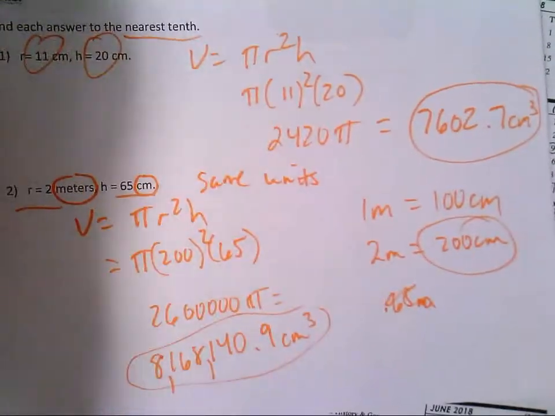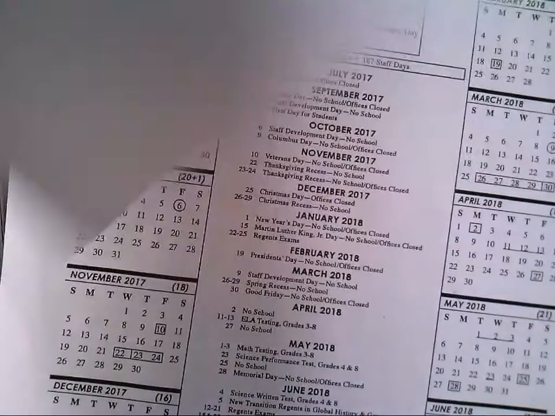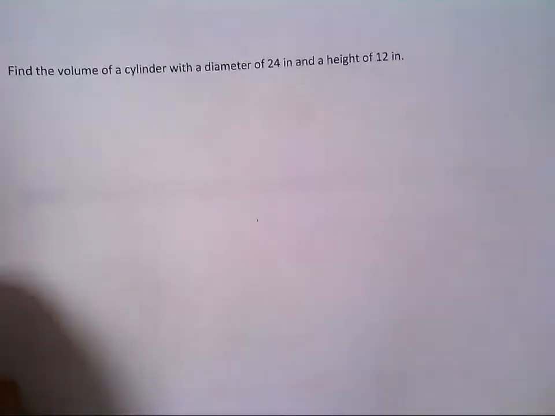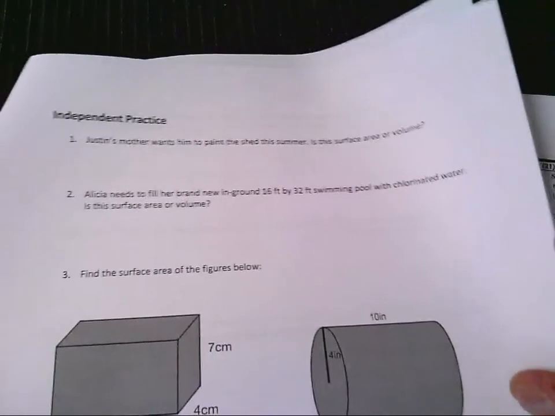All right, so from here, next would be checkpoint number 2, which is just finding the volume of 2 cylinders here. And then once you're done with checkpoint number 2, then you move to the independent practice, which is a mix of volume and surface area.